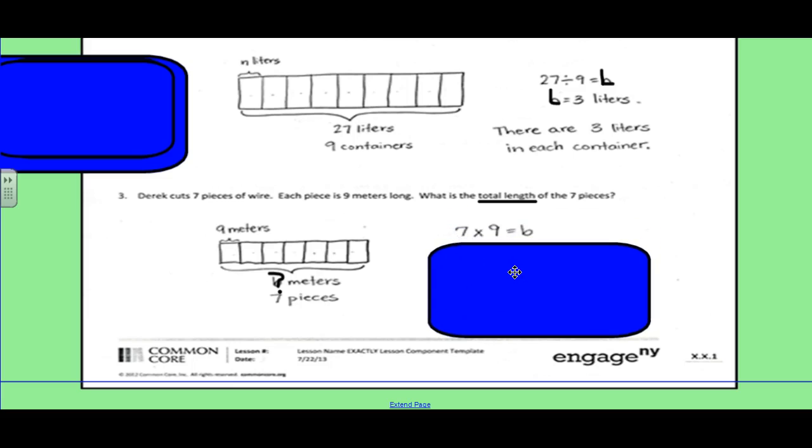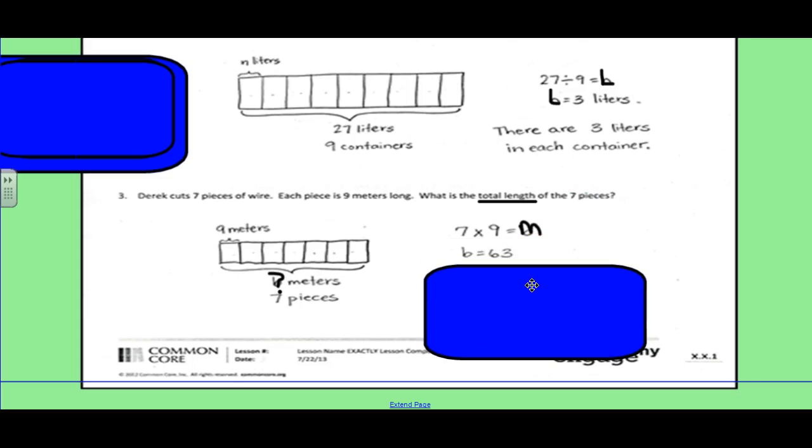And in the equation, I was looking for 7 times 9 is equal to m. And then we need to figure out what does m equal. If you haven't figured that out, push pause to do that. So m is equal to 63 because 7 times 9 is 63. So that tells us the total length of all pieces of wire.